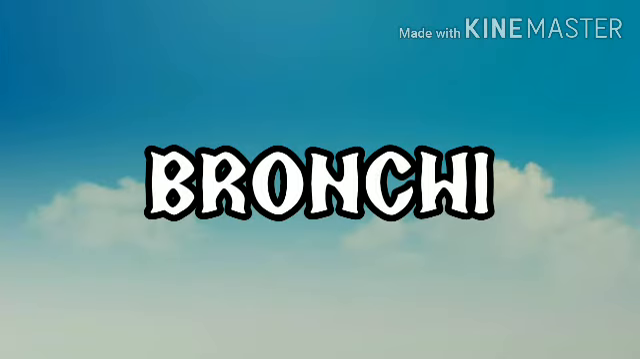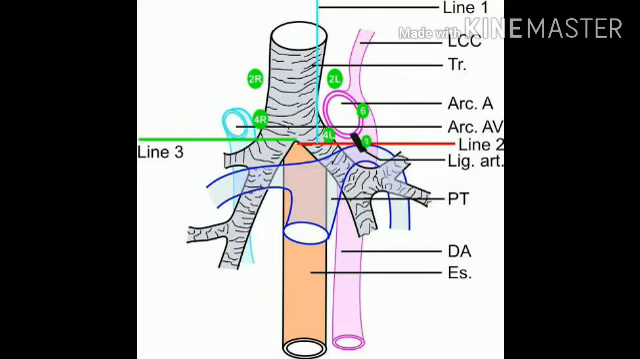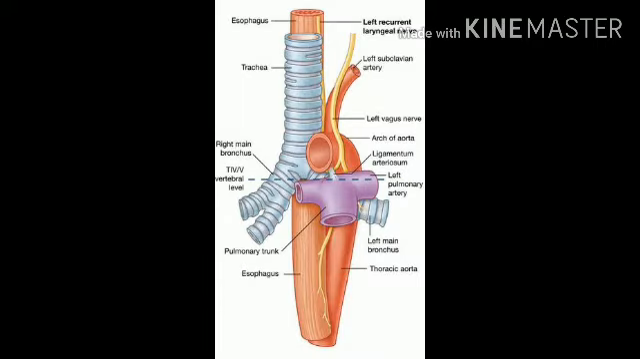Next, we are going to discuss the bronchi. The trachea divides at the carina into right and left bronchus. First, we can discuss the right main bronchus. It is about 2.5 centimeters long. It is wider, shorter, and more vertical in direction than the left bronchus.